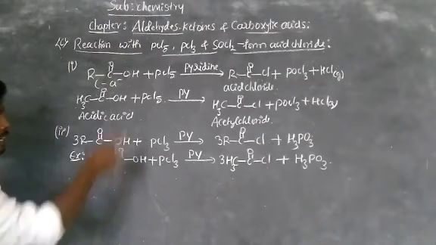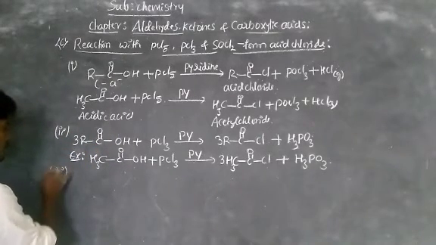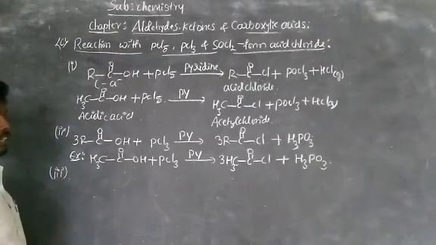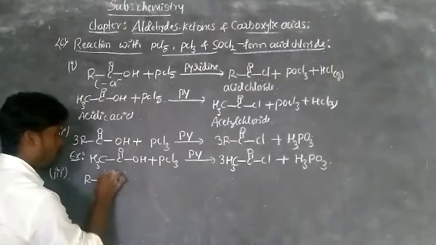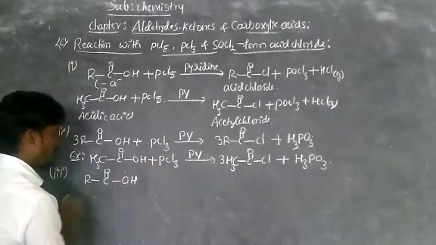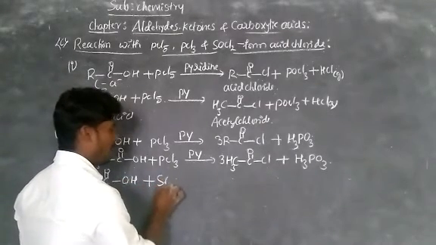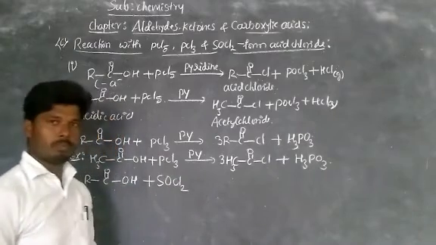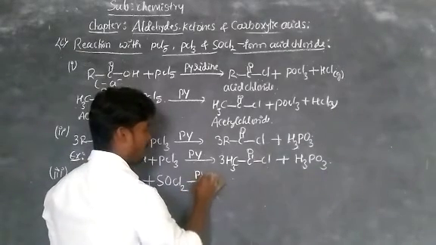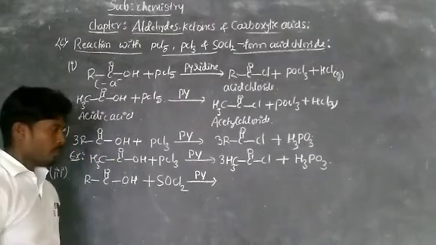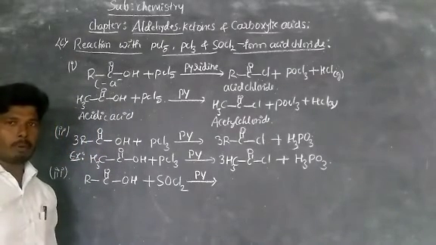Okay. Now similarly take the third one, thionyl chloride. That is the reaction with thionyl chloride. Now take the general one, R, C double bond O, bond OH. This is a carboxylic acid. This carboxylic acid is reacting with thionyl chloride, SOCl2, in presence of the base pyridine. So similarly, in this case also, acid chloride is the only main product.